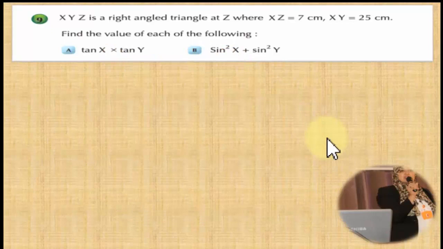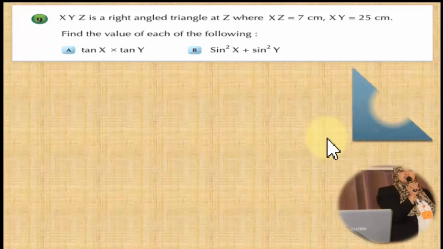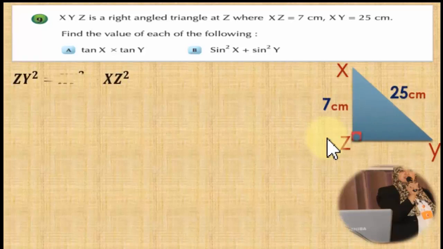Another question. XYZ is a right-angled triangle at Z, where XZ equals 7 cm, XY equals 25 cm. Find the value of each of the following. Tan x times tan y. The second question, sine power 2 x plus sine power 2 y.